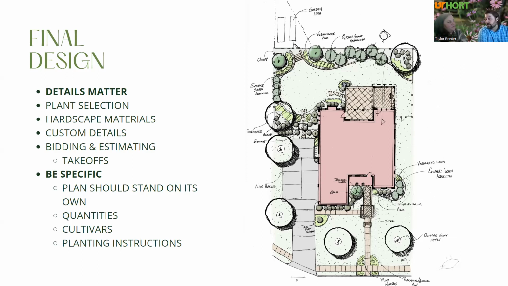Plant species and quantities are things to include in there too. This is the time to be specific. This is where you get to pick your plants and say, I want this variety of butterfly bush here, or I want emerald green arborvitaes, or whatever your plants are that you're picking.